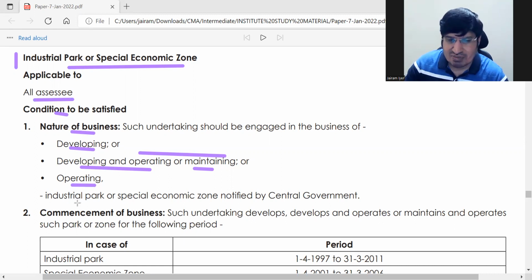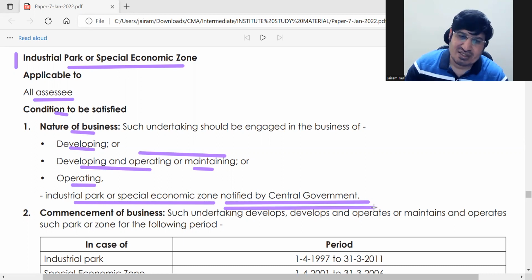Okay, what? Same thing, industrial park or SEZ, and it must be what? Notified by the central government. Okay, this is an additional point here. Must be notified by the central government. Okay. So when commencement of business, again here two dates are given.